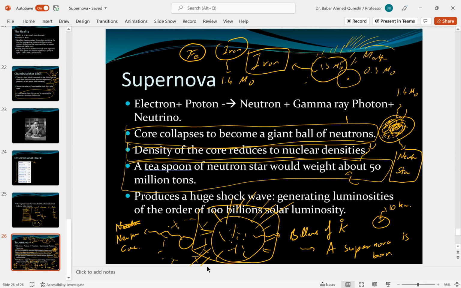And as I told you, one of our close neighbors, Betelgeuse, is expected to go supernova. When it does, no one knows. But if it does, it will be a very spectacular event. We will be able to see it very, very clearly during the day. And the nights will be all bright if it happens.